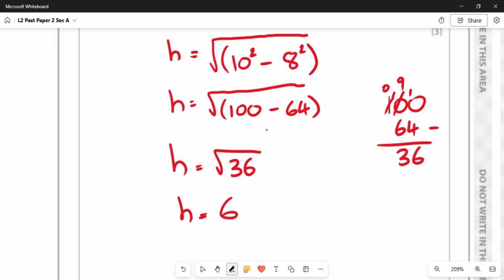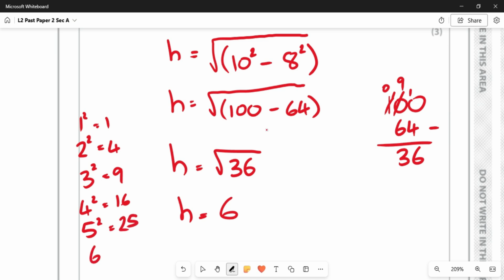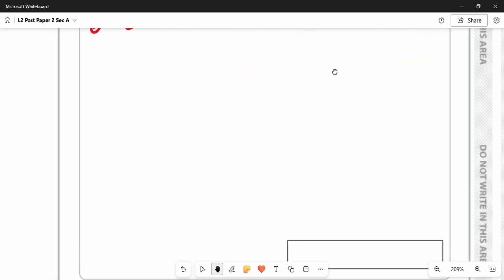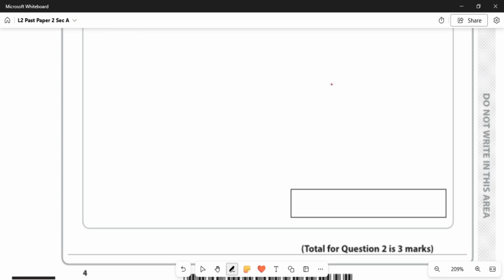Yep, so if you just go up in your squares, so obviously 1 squared is 1, 2 squared is 2 times 2, which is 4, 3 squared is 3 times 3, which is 9, 4 squared, 4 times 4 is 16, 5 squared, 5 times 5 is 25, 6 squared, 36, and so on. So if you know your squares, you should know your square roots by working backwards. So what's the square root of 36? It must be 6. 3 marks for that question. Yep, I'll put it here as well. Let's move on to the next one.